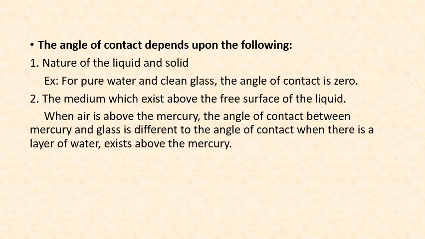Now, the angle of contact depends on the following factors. The nature of the liquid and solid. That is, which type of liquid we have taken and what is the solid surface on which that liquid is present. The nature of these two substances will play a major role in determining the angle of contact. For example, the angle of contact between water and glass is different from the angle of contact between oil and wood. Here both the nature of the materials will play an important role in determining the angle of contact.